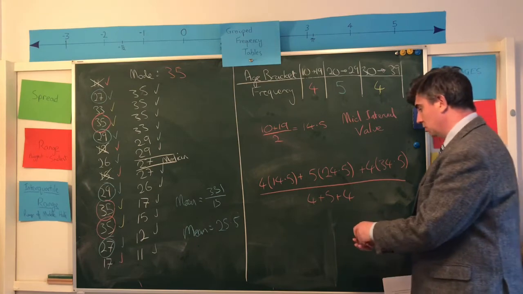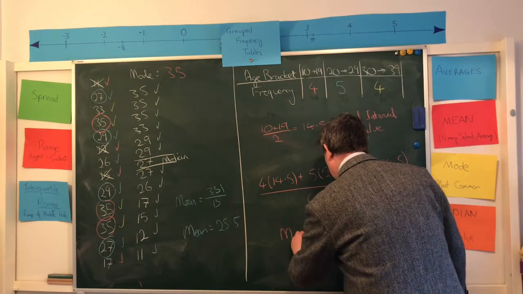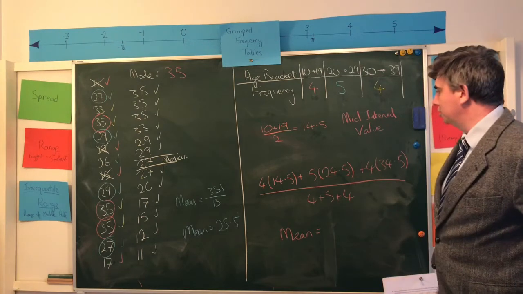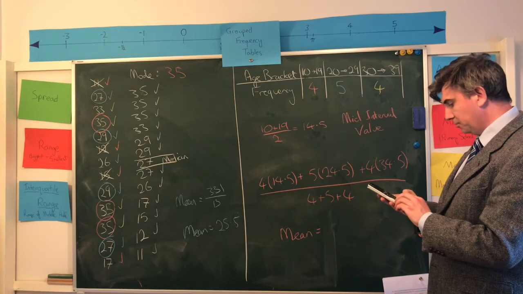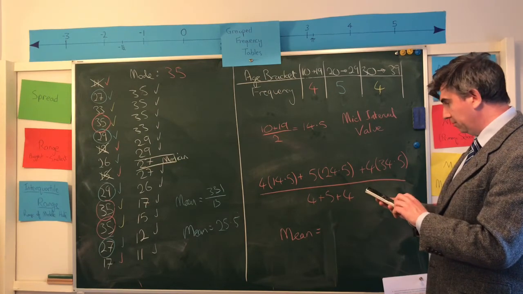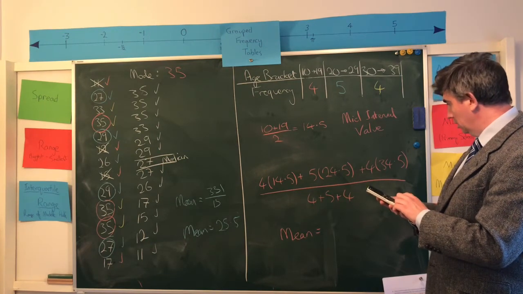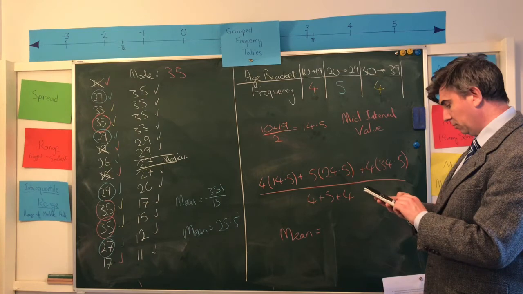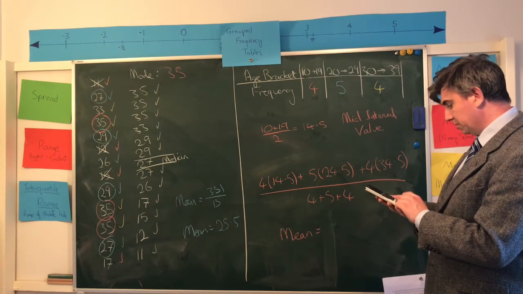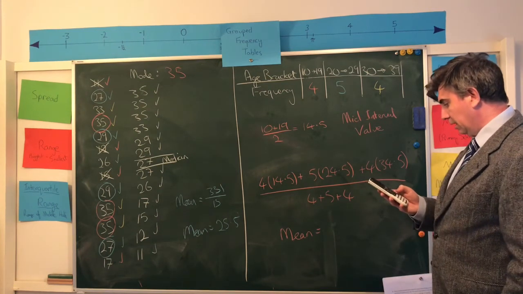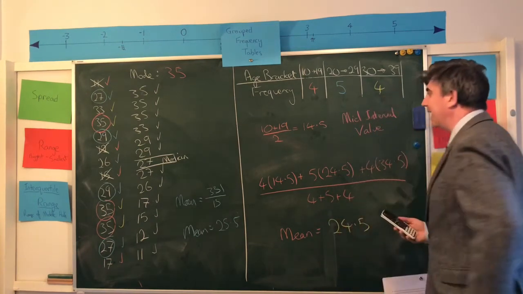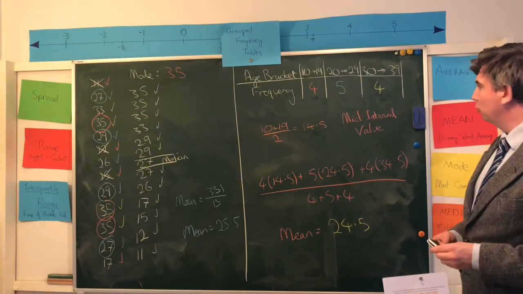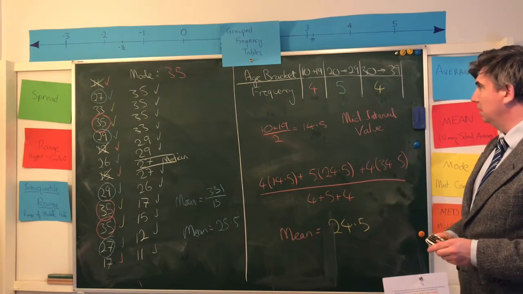So the mean, which is what we're working out, is equal to, calculator job I think, 4 times 14.5 plus 5 times 24.5 plus 4 times 34.5 all over 4 plus 5 plus 4, which is equal to 24.5. So my answer to that question is 24.5 is the mean.